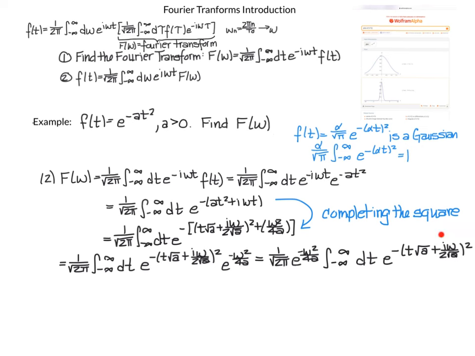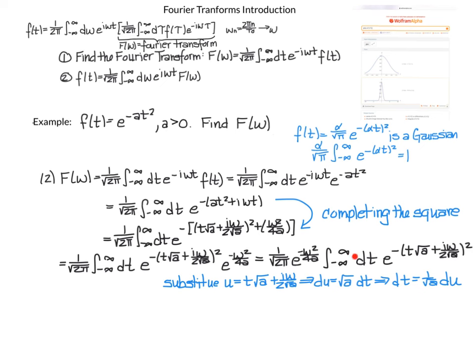And now what I notice is that this over here is starting to look like my general Gaussian, the integral from negative infinity to infinity of e to the minus something squared. So I can make it look like that if I do this substitution. I can substitute u equal to this expression here, t times the square root of a plus i omega over 2 square root of a. And then I have exactly this form.